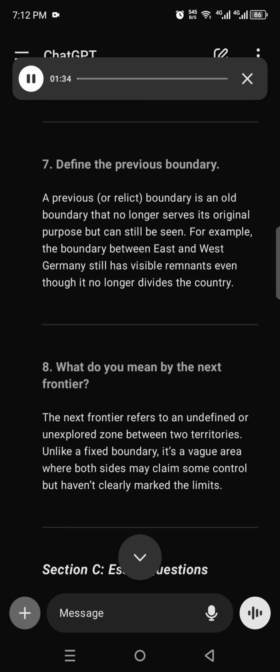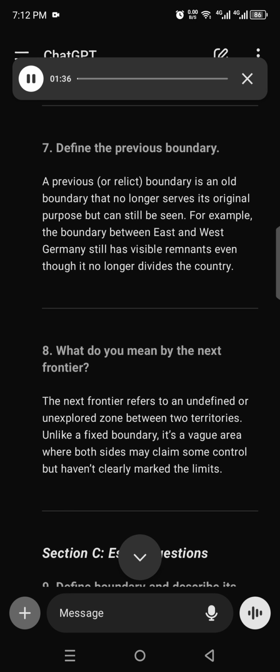7. Define the previous boundary. A previous or relict boundary is an old boundary that no longer serves its original purpose but can still be seen. For example, the boundary between East and West Germany still has visible remnants even though it no longer divides the country.